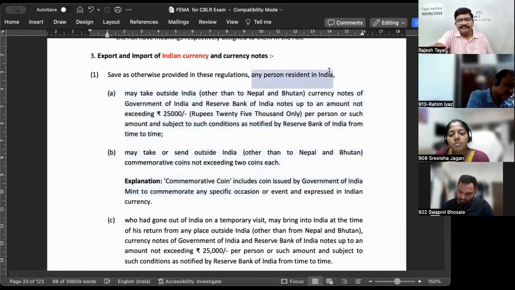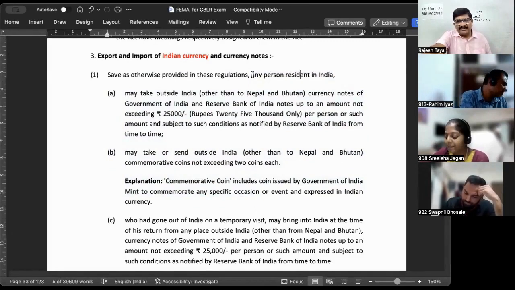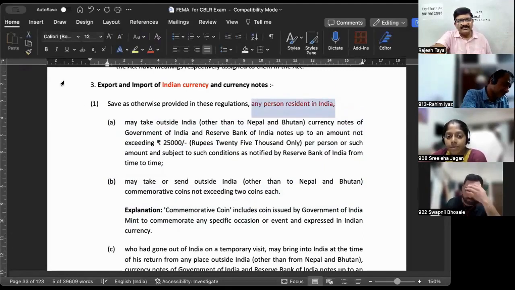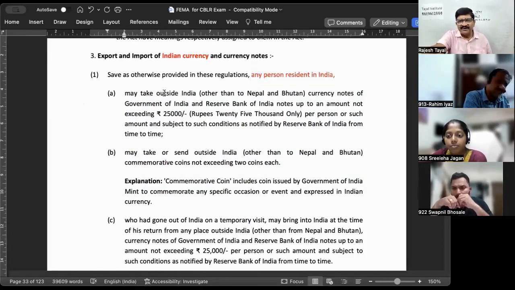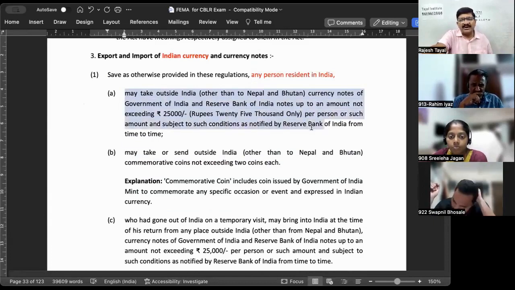Any person resident in India, right? So this again, any person resident in India, this is again an important word. So this is not for everyone. May take outside India other than Nepal and Bhutan currency notes of Government of India and RBI notes up to an amount not exceeding rupees 25,000 per person, or such amount subject to such condition as notified by RBI from time to time.